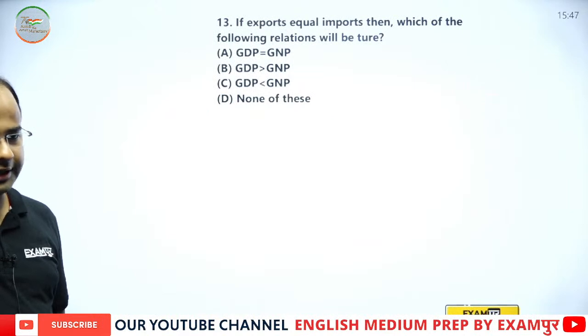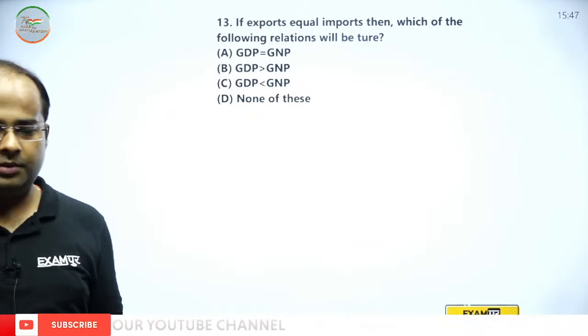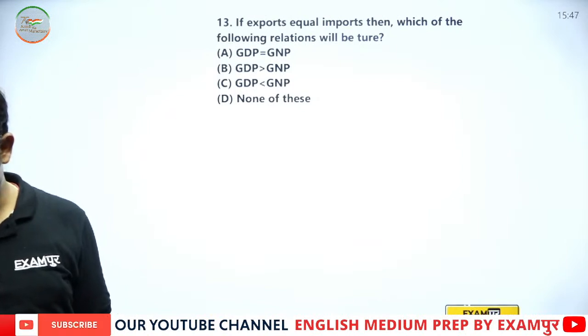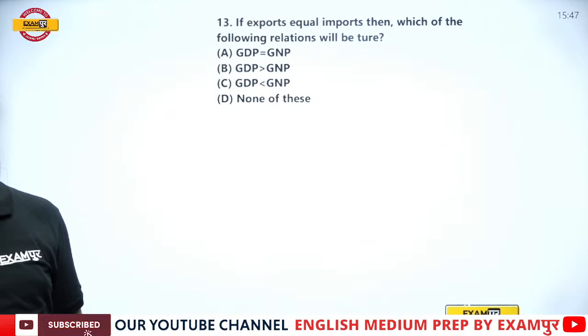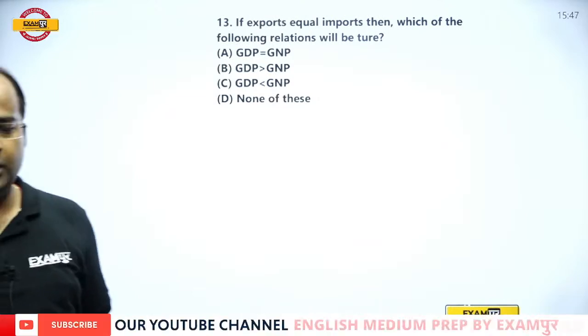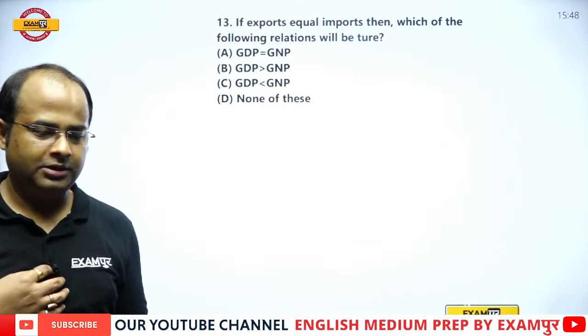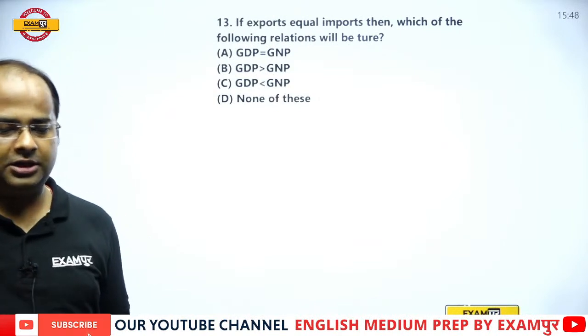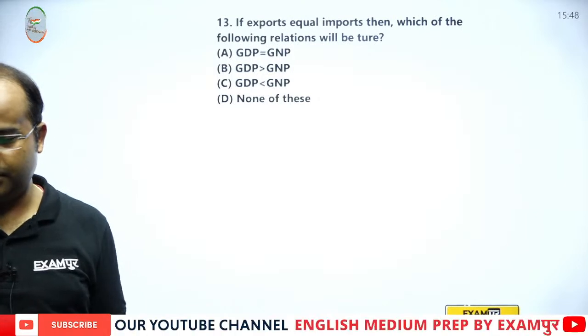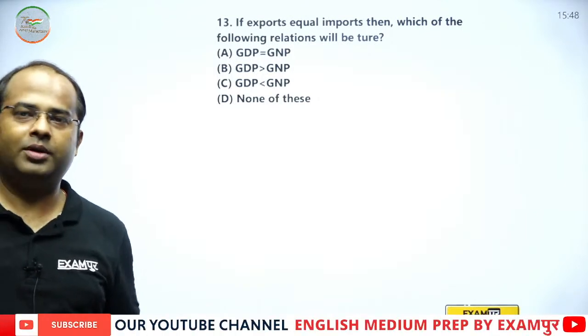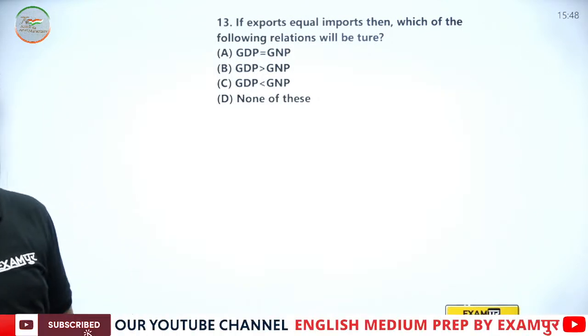Now come to the next question, guys. If export is equal to import, which of the following relations will be true? GDP is equal to GNP, GDP is greater than GNP, GDP is less than GNP, or none of the above. So if export is equal to import, which will be the true relationship?